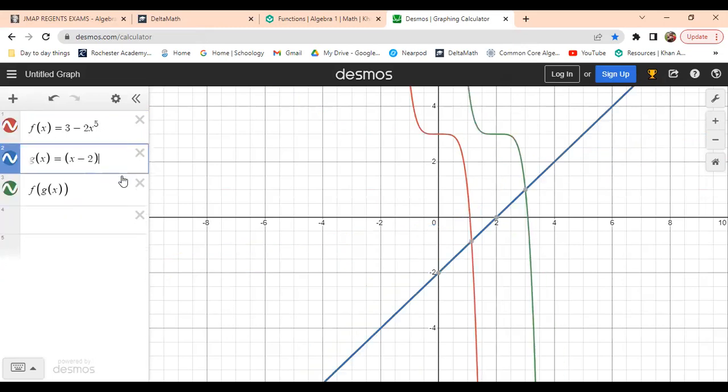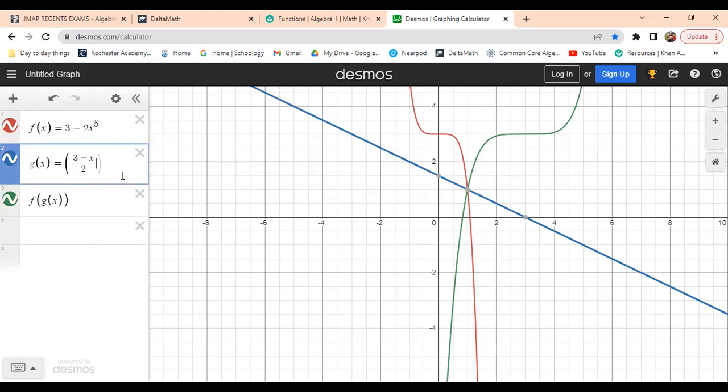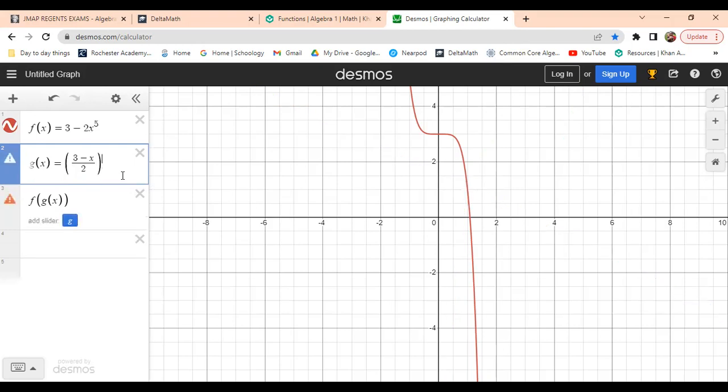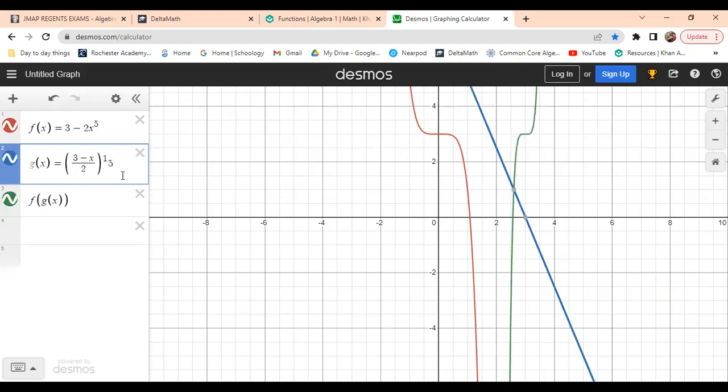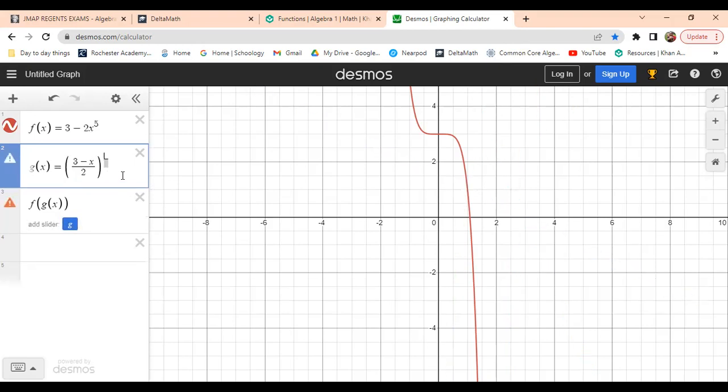And then I am going to take the inverse, so I'm going to use a rational exponent. So this is going to be 3 minus x on top. On the bottom is going to be a +2. We close the parentheses and we raise it to the 1/5 power. That's the same thing as taking the 5th. Whoops, that's not quite what I wanted to do. So I want to take 1/5.